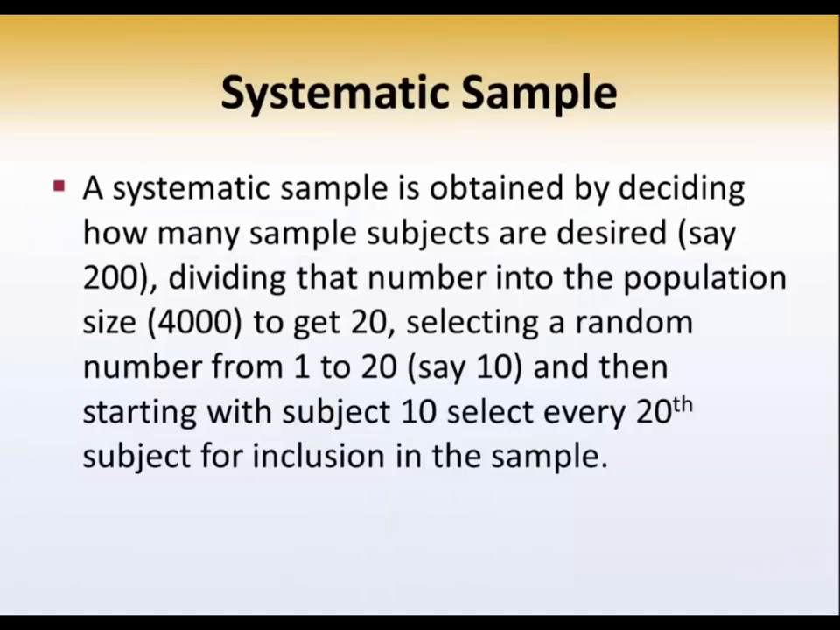Another way to sample data is called systematic sample. This is done by deciding how many sample subjects are desired. We'll say in this case 200. Divide that number into the population size, 4,000, to get 20. Select a random number from 1 to 20, let's say 10, and then starting with subject 10, select every 20th subject for inclusion in the sample.